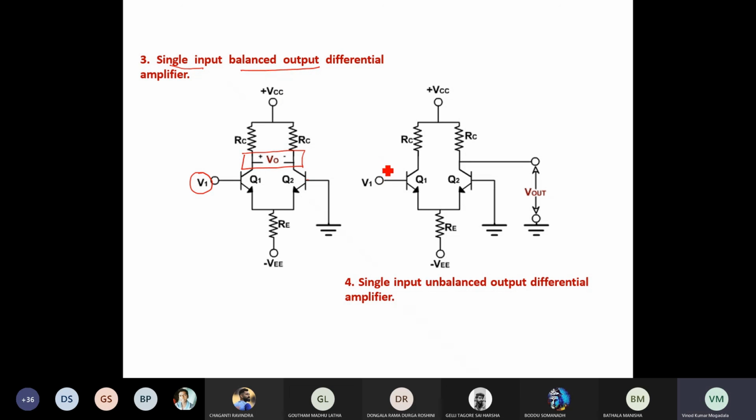Next, the last one: we are applying input at only one base and we are taking output at only one collector. You can interchange this, so it need not be in the same fashion, but you are applying input at only one base and taking output only at one collector. So it is single input, unbalanced output differential amplifier. Like this, we have classified the differential amplifiers into 4 categories.